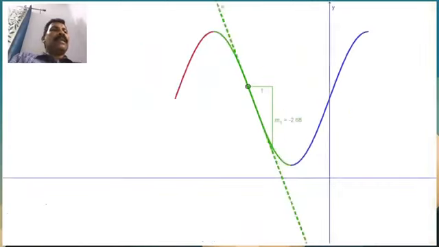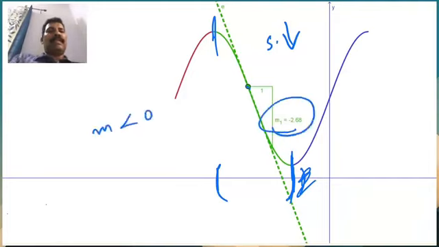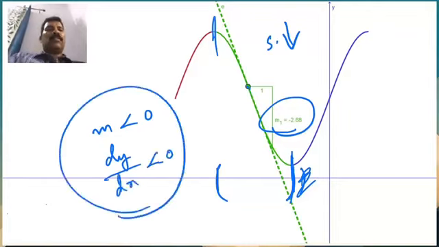And here again, if you consider the tangent on this green portion, I told you that has a strictly decreasing nature. And if you consider any point from that interval, what is happening, you tell me. Slope is negative. Slope is less than 0 means derivative is less than 0. So this is very simple and easy to understand.